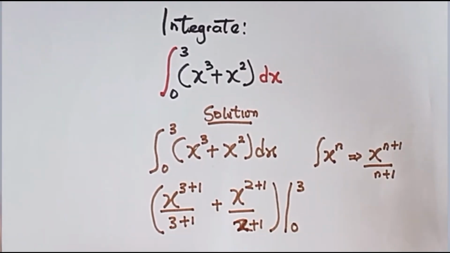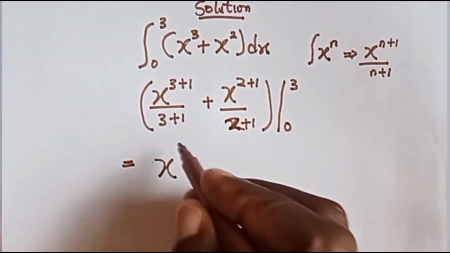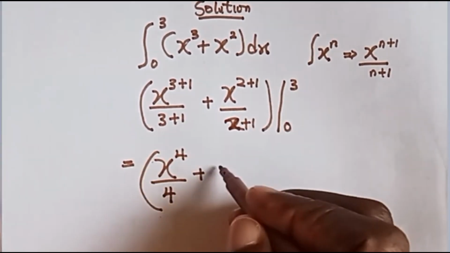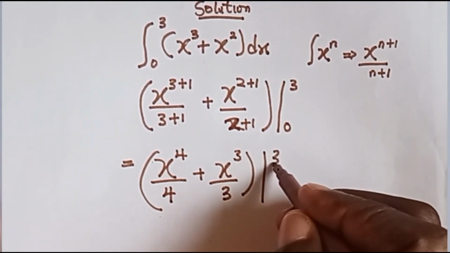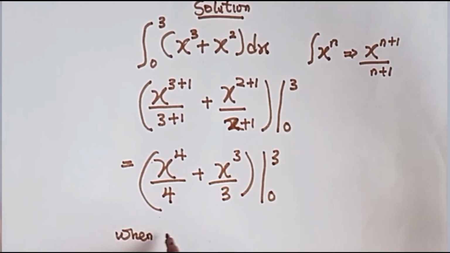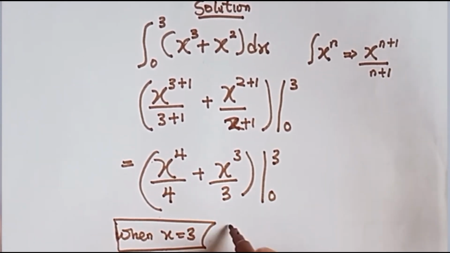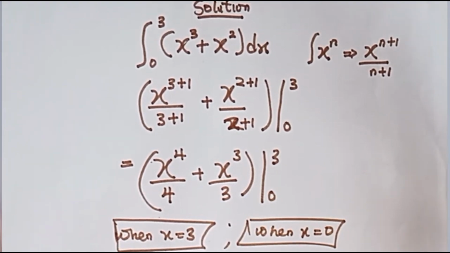So we have this to be x^4 over 4, plus x^3 over 3. Then we have 3 and 0. What this means is that when x equals 3, let's see what this expression will give us, and when x equals 0, let's see what this expression will give us as well.